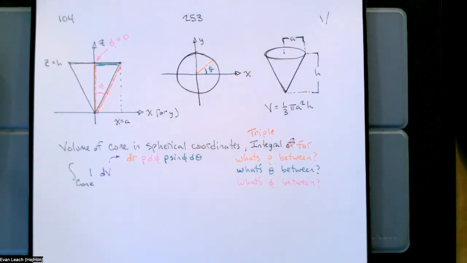For theta, I need to use that top part, the side opposite phi with the hypotenuse of rho. So I need rho sine phi to turn theta into a distance. Because I want just the distance that gets projected down onto the floor where the xy plane is, or the r theta plane is.